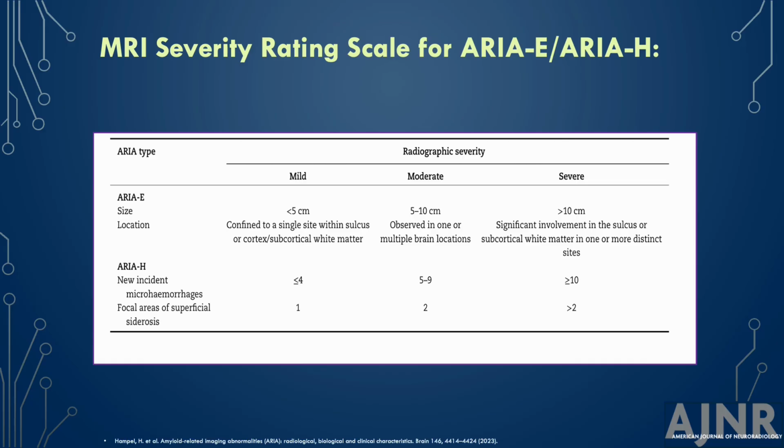This table includes the details of ARIA E and H and how to categorize ARIA in mild, moderate, and severe categories. It also includes superficial siderosis and how to categorize that for ARIA H scaling. It seems that number 5 and 10 for both ARIA E and H categories are helpful numbers to remember for the threshold of mild and moderate changes as shown on this table.